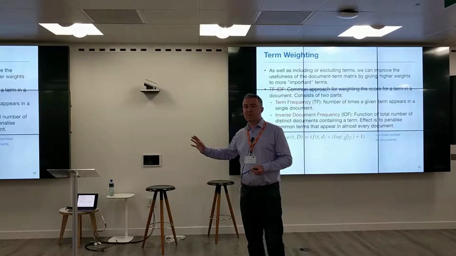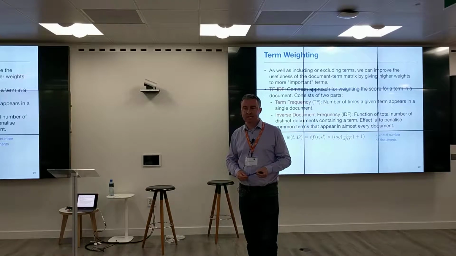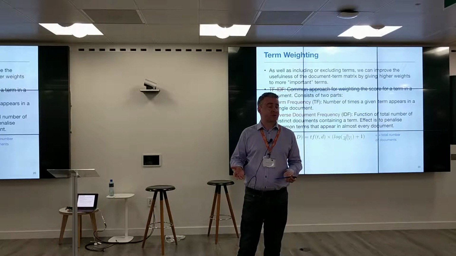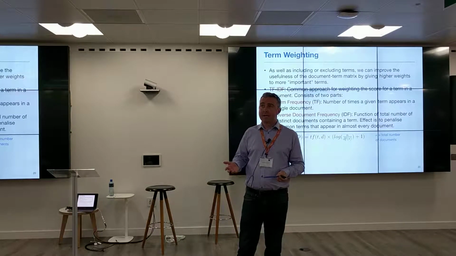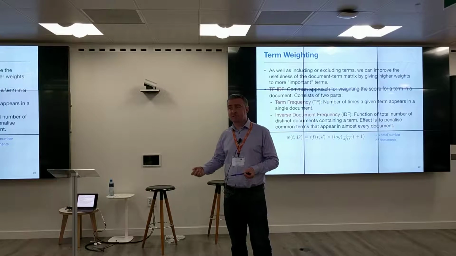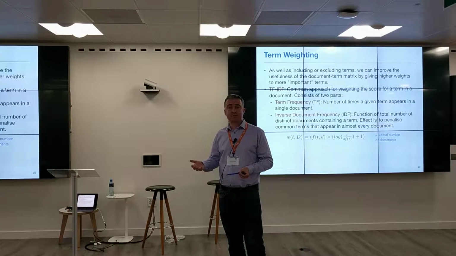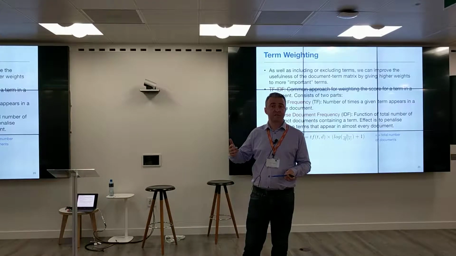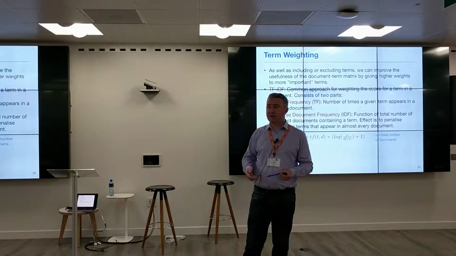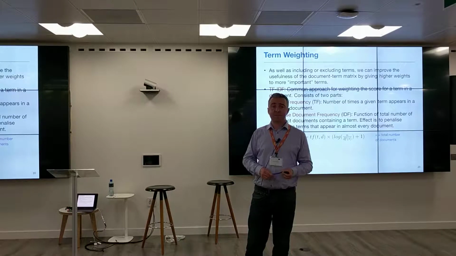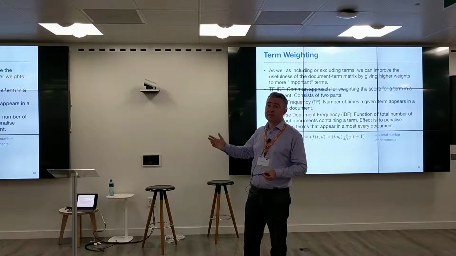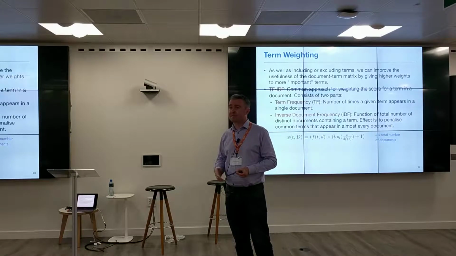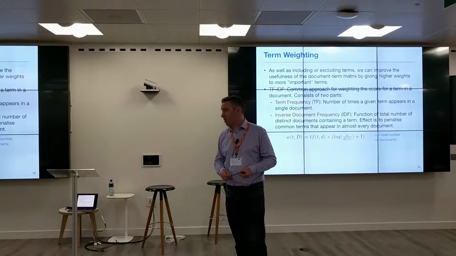One other important aspect when it comes to working with text data is the fact that not all terms are equally useful in your model. So as well as just excluding certain terms, you can also potentially improve the usefulness of your document term matrix by giving higher weights to certain terms. And this is where the idea of TF-IDF comes in. It's a weighting scheme for terms. It's quite widely used in classification, in information retrieval, and so on.